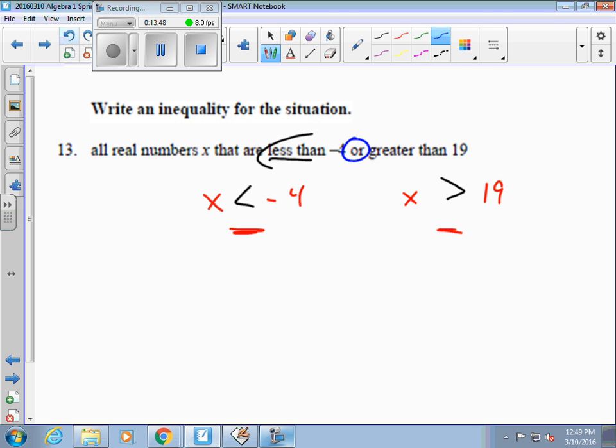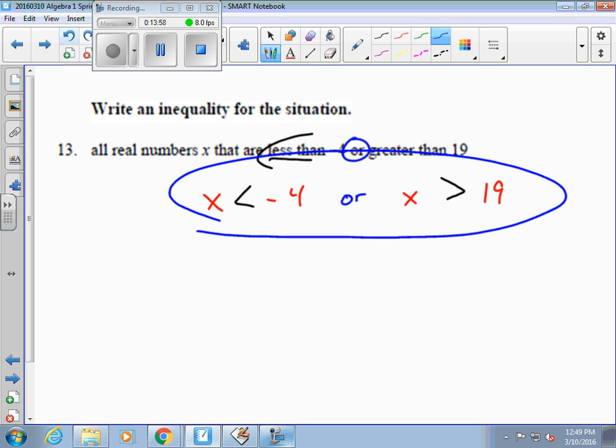If it were an "and" one, we jam x in the middle. Since it's an "or" one, we write two of them separately like we just did, and we put that little word "or" in the middle. So x is less than negative 4 or x is greater than 19. Notice none of them have a line underneath it because it didn't say "or equal to."